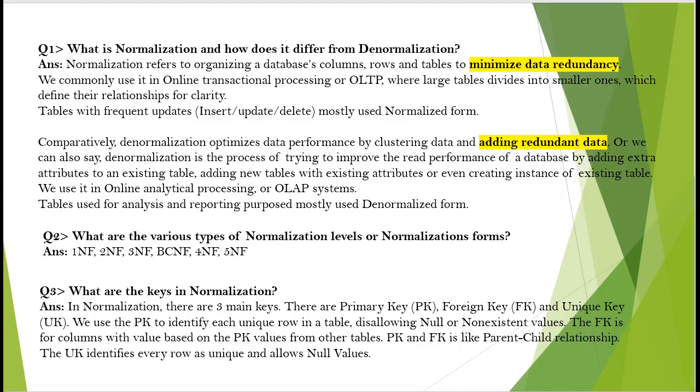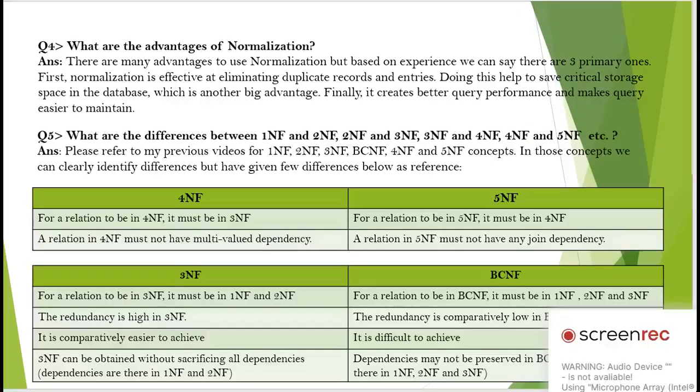In normalization, there are three main keys. There are primary key, which we call PK, foreign key, which we call FK, and unique key, which we call UK. We use the PK to identify each unique row in a table, and it does not allow null or non-existing values. The FK is for a column with values based on the PK value from other tables. PK and FK are like a parent-child relationship. So in my upcoming video, I will give a walkthrough about referential integrity, where we can cover the PK, FK parent-child relationship. And the UK identifies every row as unique and allows null value.